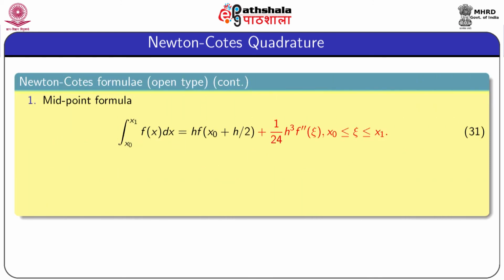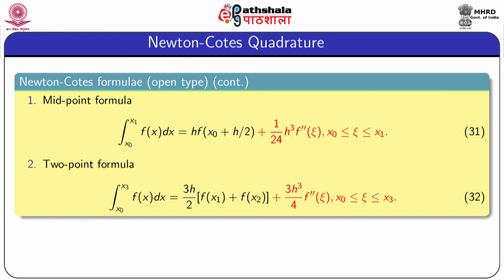So, for this case a new kind of Newton-Cotes quadrature formula is derived, and this type of formula is known as the open type Newton-Cotes quadrature formulas. The first one is called the midpoint formula. This is a very simple formula: the integral from x0 to x1 of f(x) dx equals h times f of (x0 plus h by 2), where x0 plus h by 2 is the middle point of the endpoints x0 and x1, and the error term is h cubed by 24 times the second derivative of f at xi, which lies between x0 and x1. This is a very simple formula to calculate the integration of a function f(x) excluding the points x0 and x1.